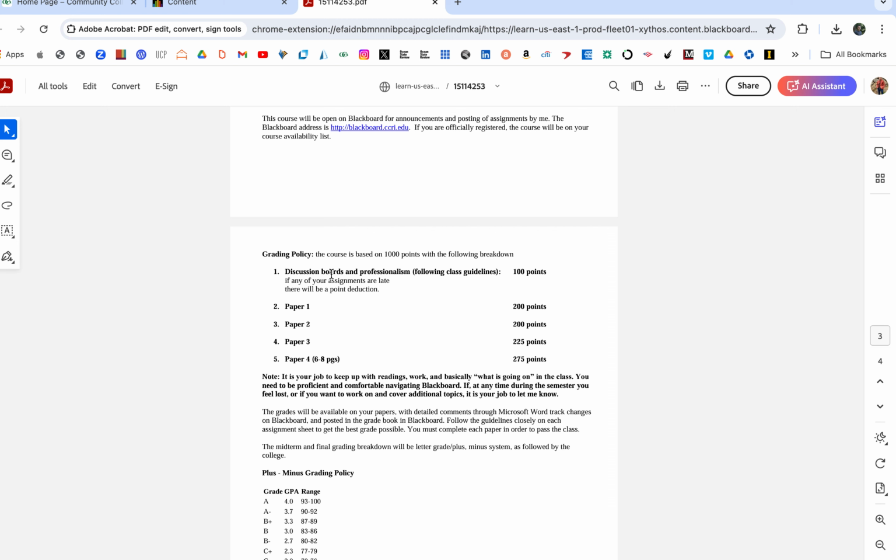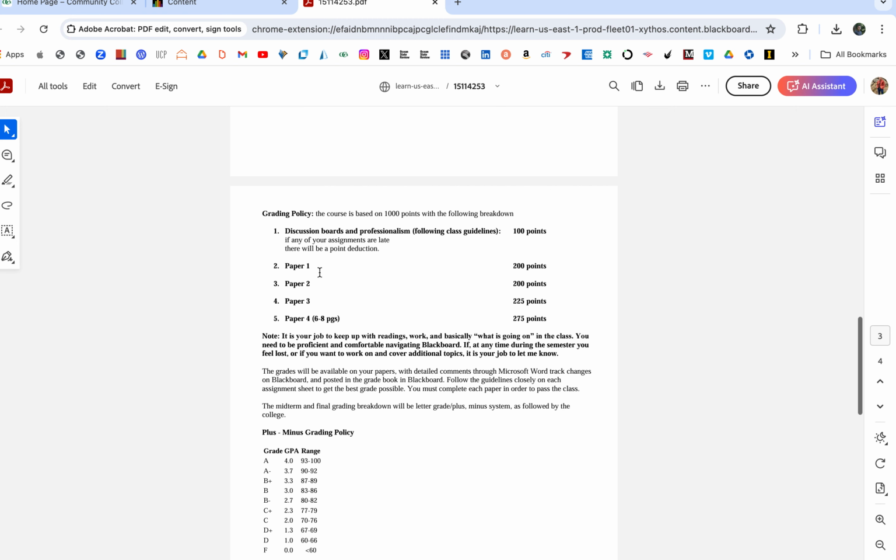Please turn these things in on time and follow the directions. And then we have four papers. That's it. Three discussion boards and four papers. Paper one and paper two are more personal and are a little bit shorter. Paper three and paper four will be your incorporation of outside sources, including in-text citations and a works cited page in MLA format. And that's the grade breakdown.